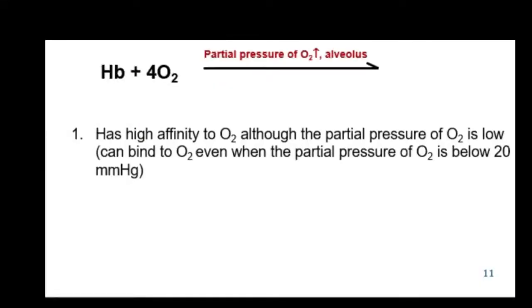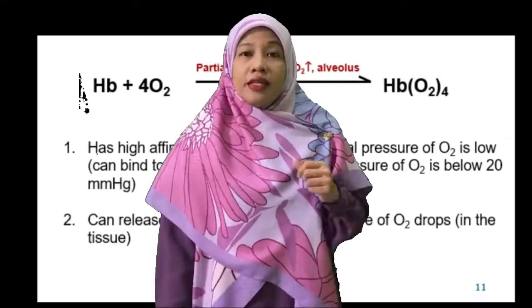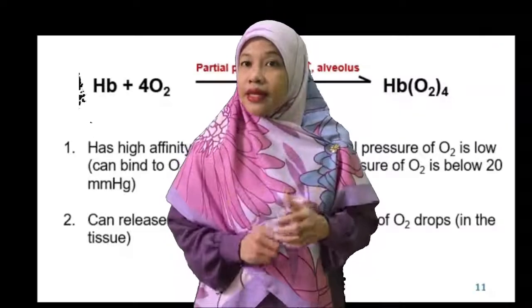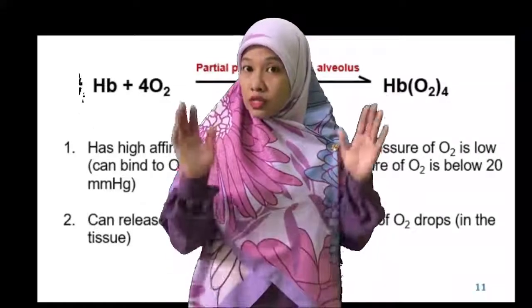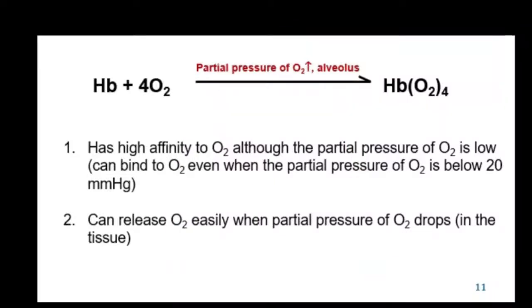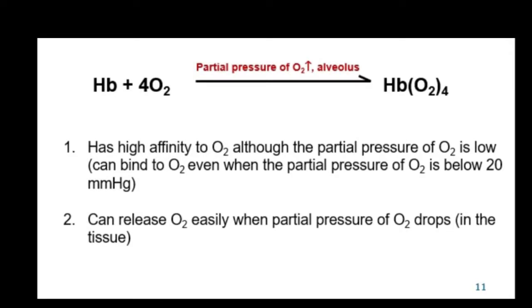When the partial pressure of oxygen is high, usually in the alveolus, hemoglobin will bind to the oxygen to form oxyhemoglobin. The second characteristic is that hemoglobin can release oxygen when the partial pressure of oxygen drops. When the partial pressure of oxygen drops, that is in the tissue, because the tissue keeps using the oxygen, oxyhemoglobin can release oxygen and dissociate to form hemoglobin and release the oxygen to the tissues.